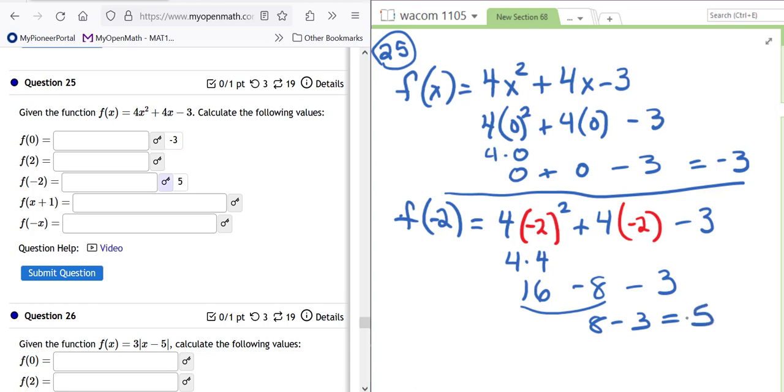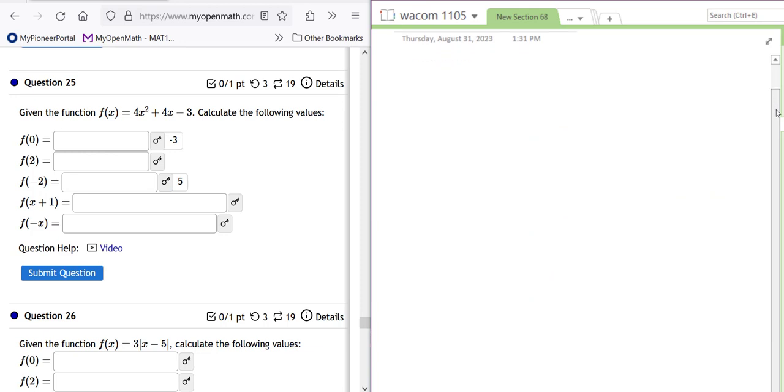Good. Right. These last two are the ones that are just a little bit more advanced. And they're having you evaluate this expression. So you have to plug this whole thing in to every x. 25. And I'm going to rewrite our function.